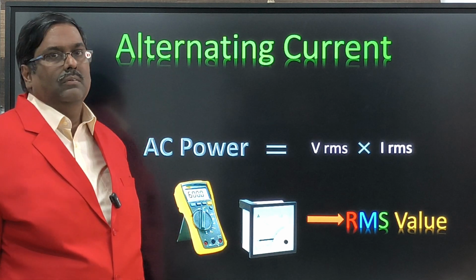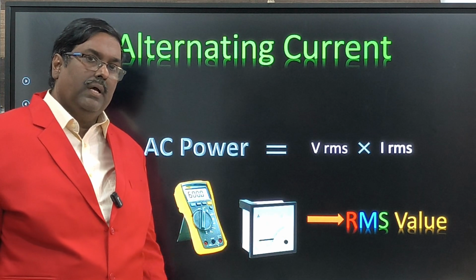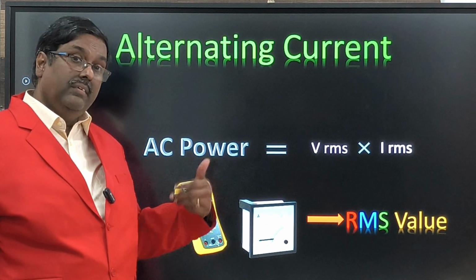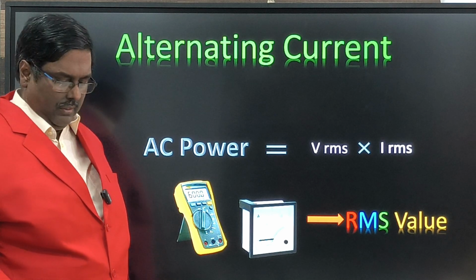There is no RMS in DC. Okay, and for an inductive load, you have to multiply with cos phi, and if it is 3-phase, then you have to add one more √3. All that we will see one by one in future videos.